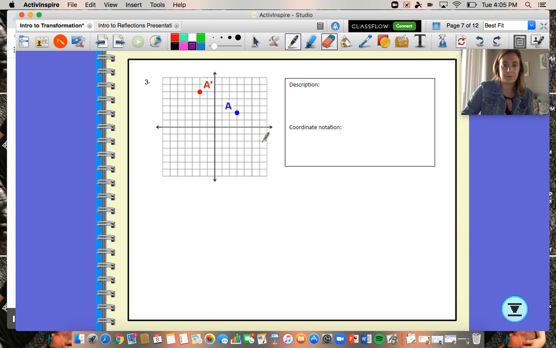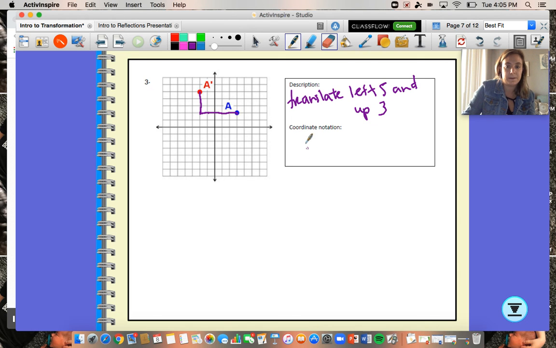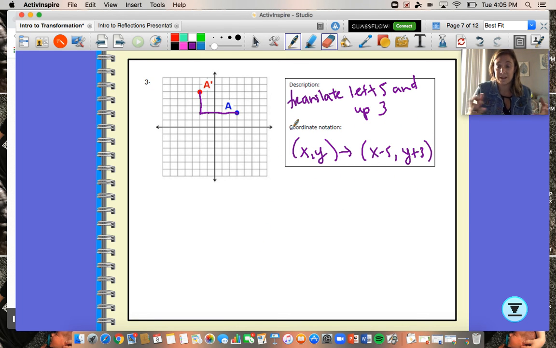Ooh, this one's got both, right? So pre-image, image. I'm going to go left, 1, 2, 3, 4, 5. 1, 2, 3. So translate left 5 and up 3. So XY becomes X minus 5, Y plus 3. And this is true. This is like the rule. That is the equation. Think about it like that.